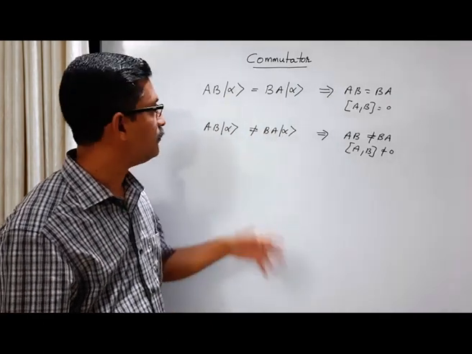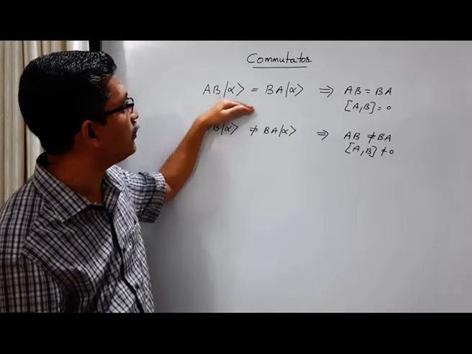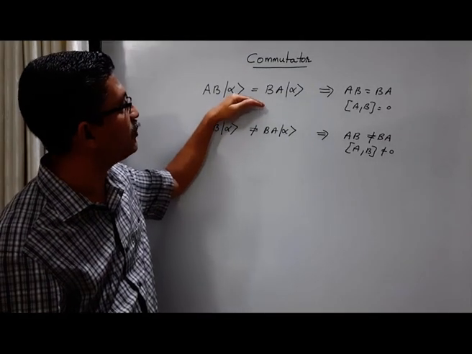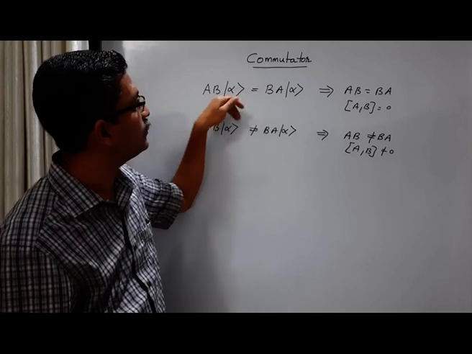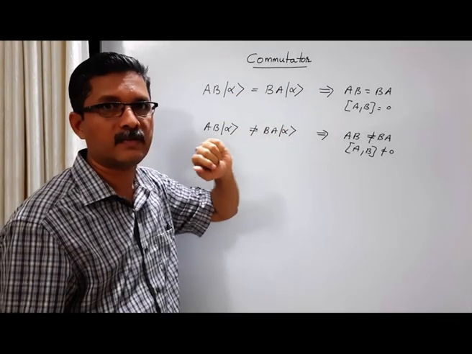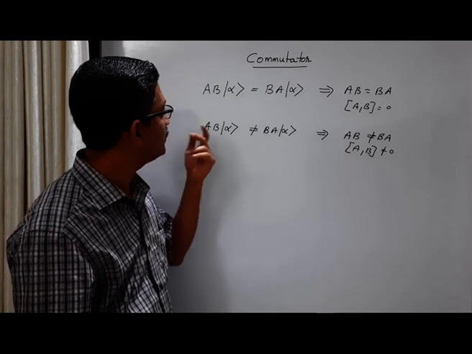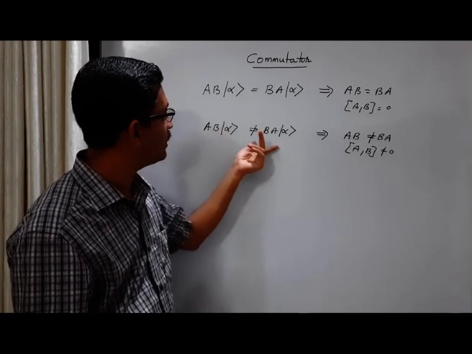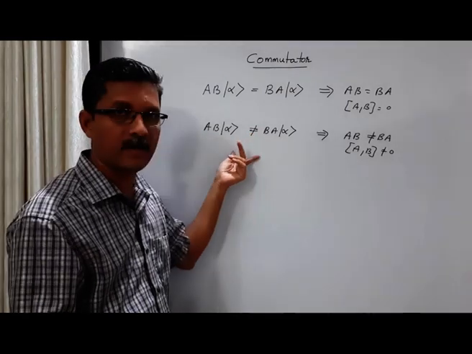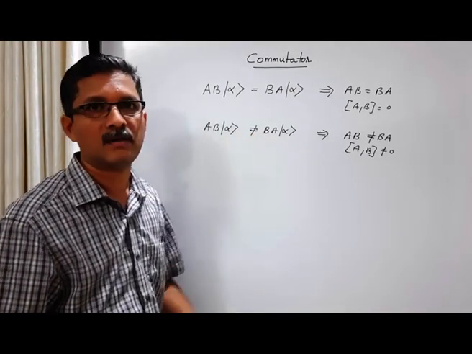Okay. So this type of commutation relation we can say only if it is true for all the vectors in the vector space. But in the non-commuting case, if this is satisfied for any one vector in the vector space, we can say that the operators are non-commuting.